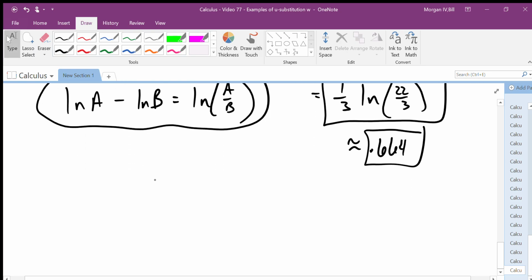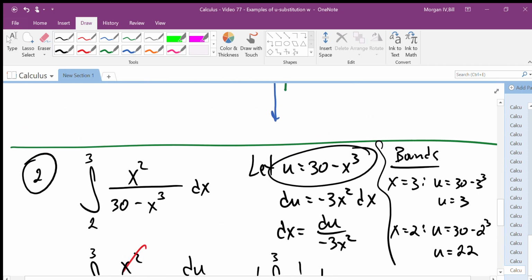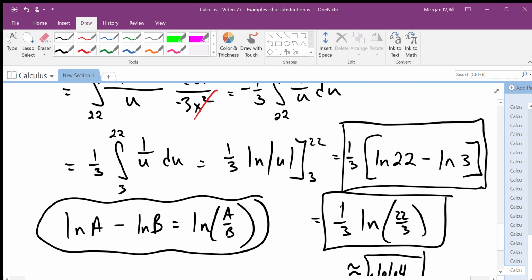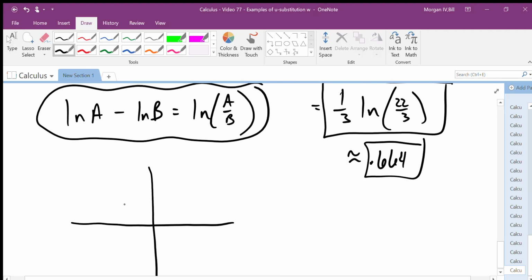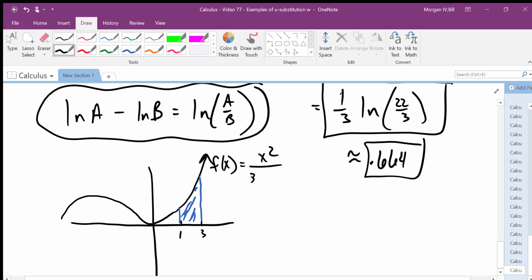Let's just draw a couple more pictures. We'll stop drawing pictures eventually here. The curve x squared over 30 minus x cubed. The f of x function looks something like this. It comes down, it comes up, and it kind of starts to go off like this. We were looking from 1 to 3, and so we wanted an area kind of like this, that region there. This is my f of x equals x squared over, I believe it was 30 minus x cubed on the interval from 1 to 3.